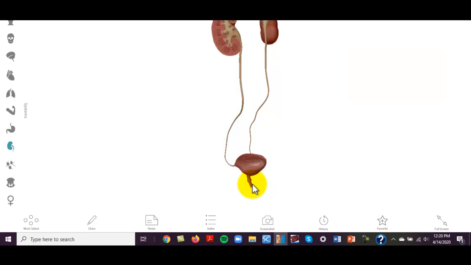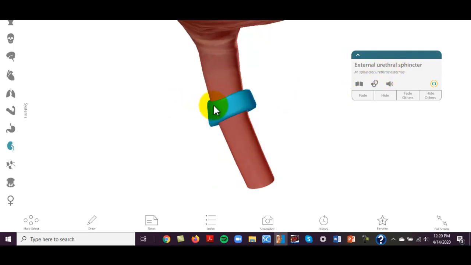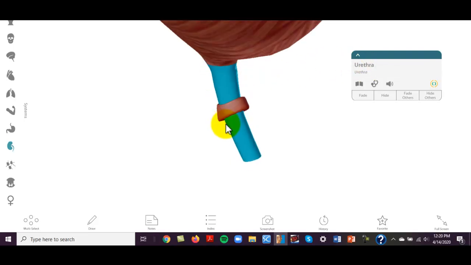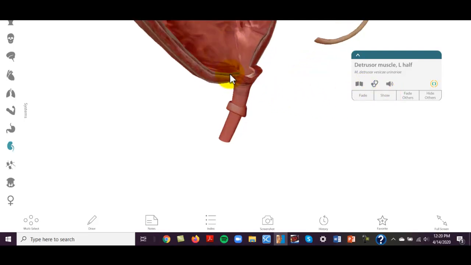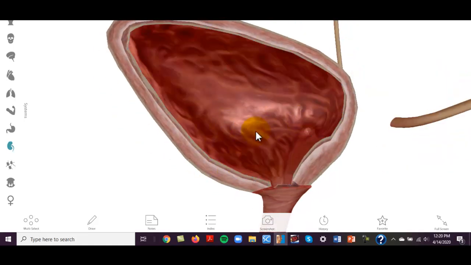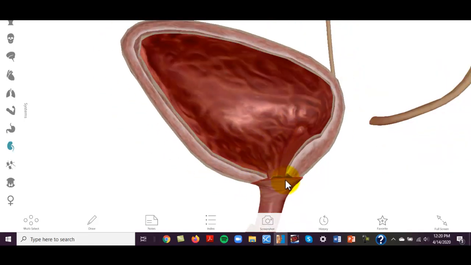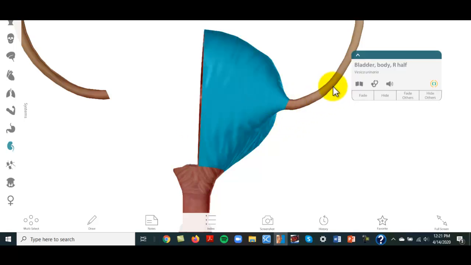If you go all the way to the bottom, there's the external urethral sphincter. And up here says the neck of the bladder, and that's the urethra. This is a female urethra. Let me take that off, and I'll give you this tour later. Here's the bladder, but you can see the folds inside, and then that coming down there would be the urethra that comes off, and on the back you can see here's where the ureters are coming in the back of the bladder.